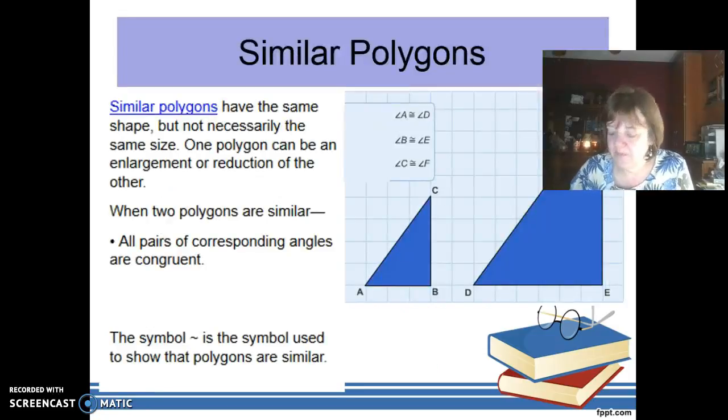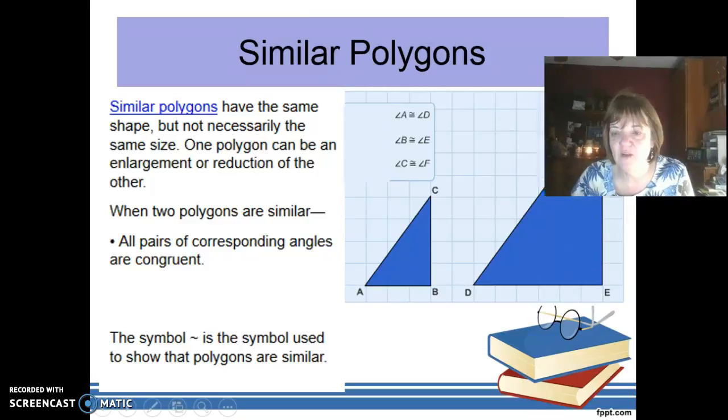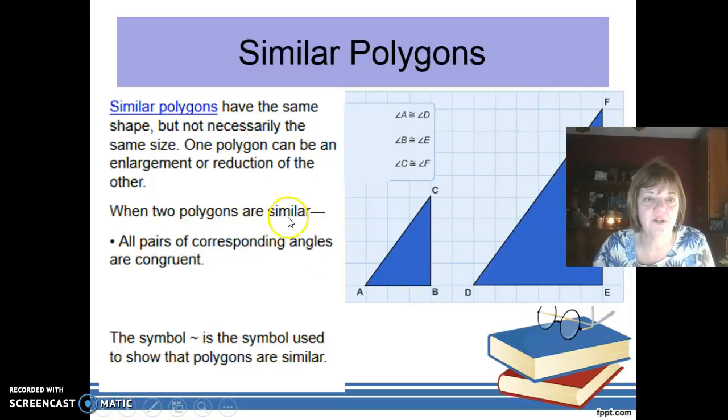Okay, so we're also talking about similar polygons, and I'm going to have to move myself. No matter where I put myself, you're missing something, so I'm going to leave myself right there. Similar polygons have the same shape, but they're not necessarily the same size. Okay, congruent can be similar, but one polygon can be an enlargement or a reduction of the other. So you can see this one, you can see most of it. All right, DEF is larger than ABC. All right, they are similar.